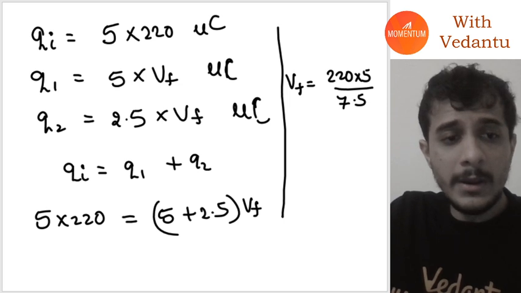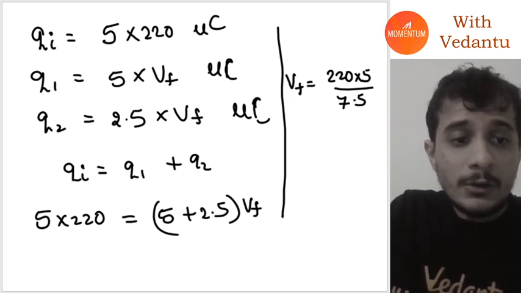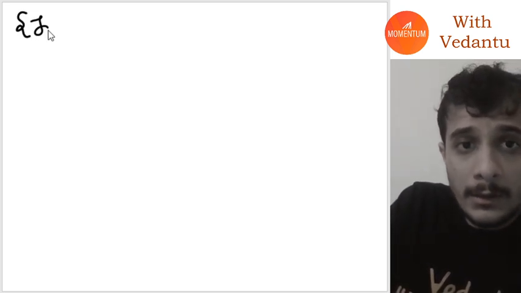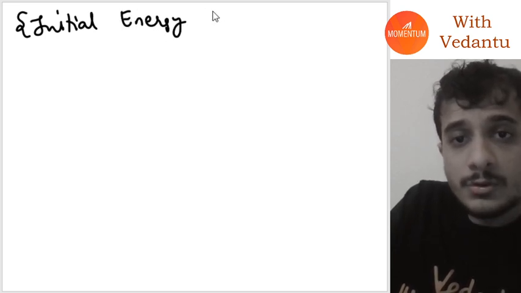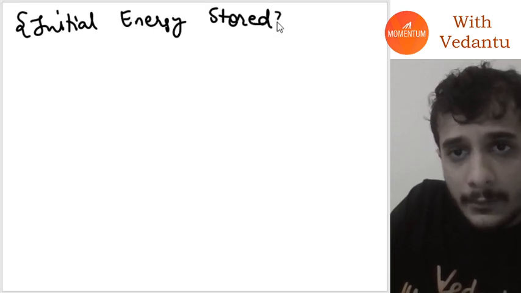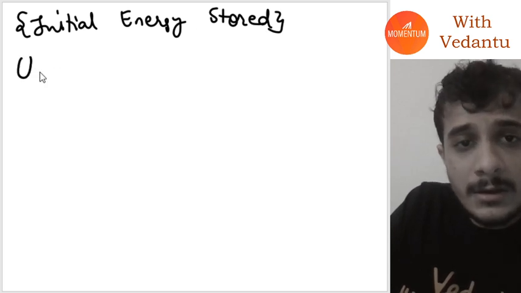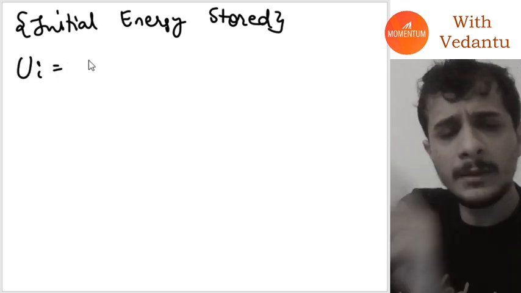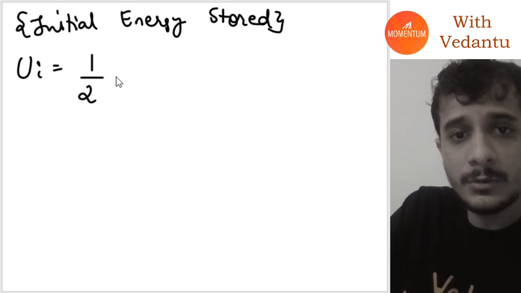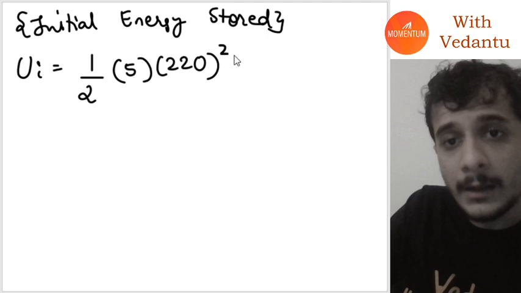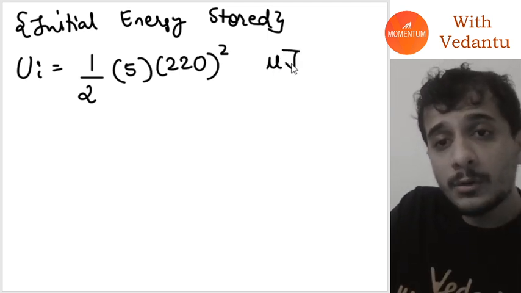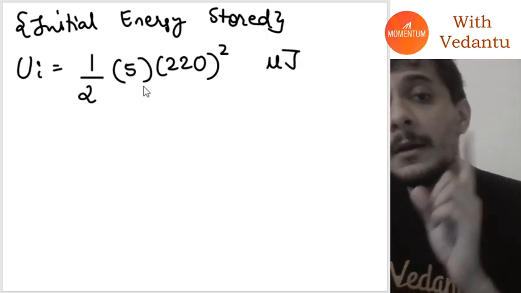Now that we know Vf, it's very easy to calculate the heat loss. For that, I need to calculate the initial energy stored in the capacitors. Only one capacitor was charged, so the initial energy stored will be half into 5 into 220 square. This energy will be in microjoules because my capacitance is in microfarads.